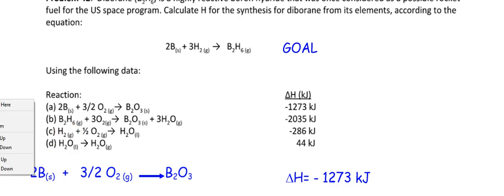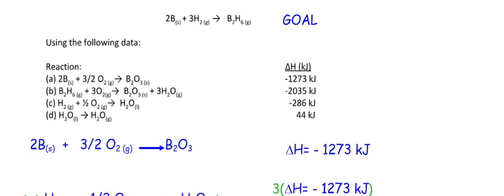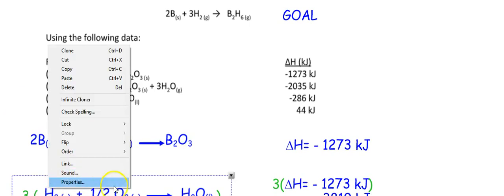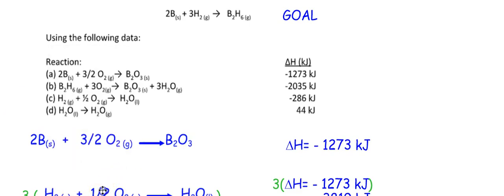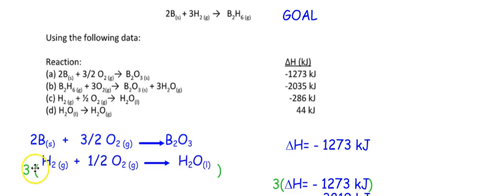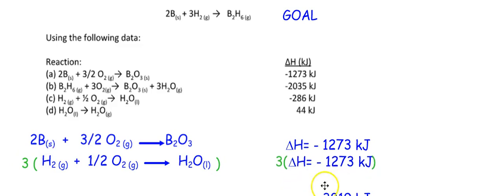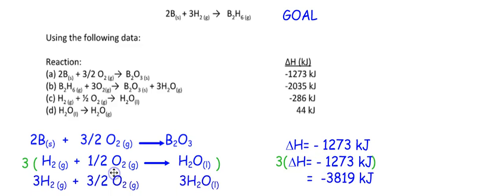So if I scroll down a little bit, here we go. I need this. I'm going to scroll this up here, and I need 3 of those. Yes, I do. And so if I need to multiply this by 3, don't I need to multiply your delta H by 3? And the answer is yes. And so when I do that, I believe I get negative 3819. So this is what I get when I multiply everything by 3.